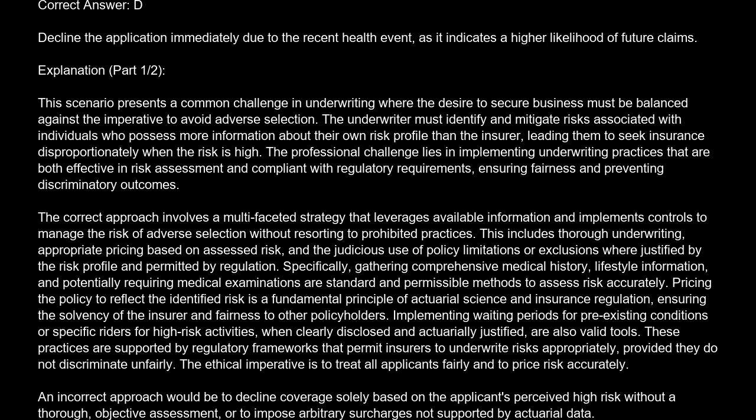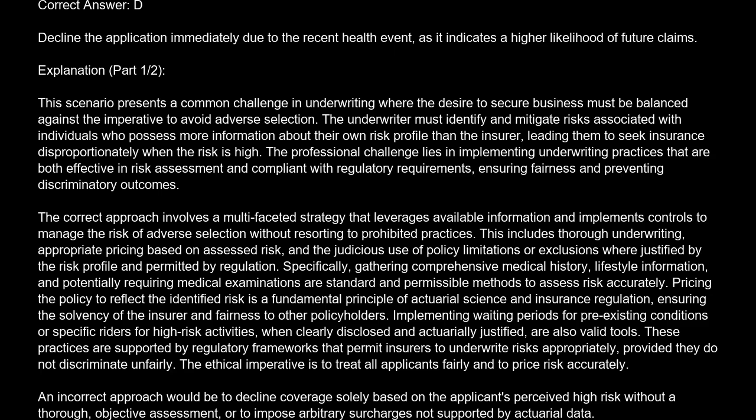Implementing waiting periods for pre-existing conditions or specific riders for high-risk activities, when clearly disclosed and actuarially justified, are also valid tools. These practices are supported by regulatory frameworks that permit insurers to underwrite risks appropriately, provided they do not discriminate unfairly. The ethical imperative is to treat all applicants fairly and to price risk accurately.